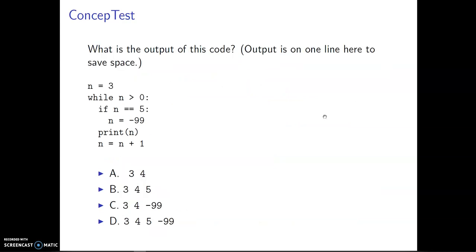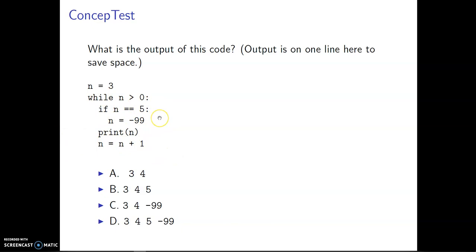Okay, another one. Let's evaluate. What's the output of the code? First, we set n equal to 3. While n is positive, if n is 5, then we set n to negative 99, and print n. Otherwise, we iterate up. So first, n will be 3. We print 3. All 4 options have a 3. Then we increase. If n is bigger than 0, then we continue to iterate through the while loop.